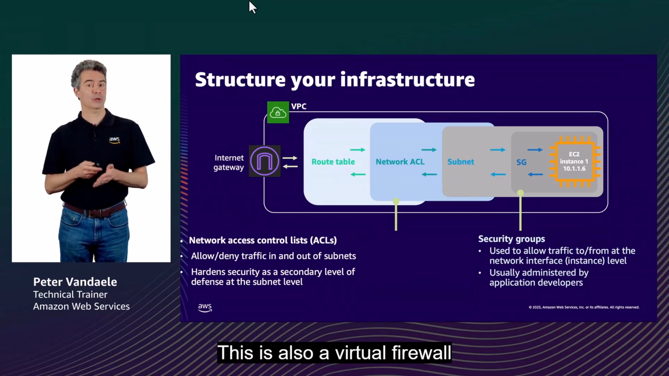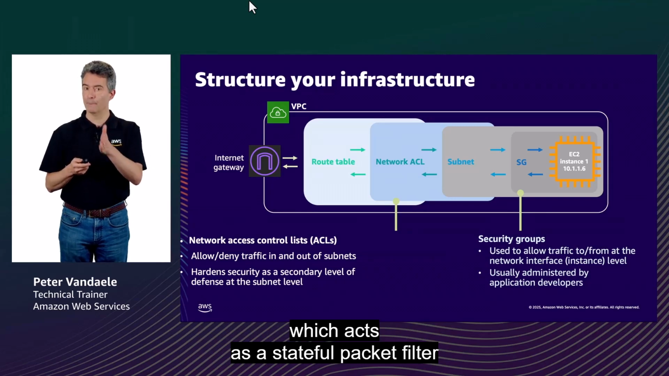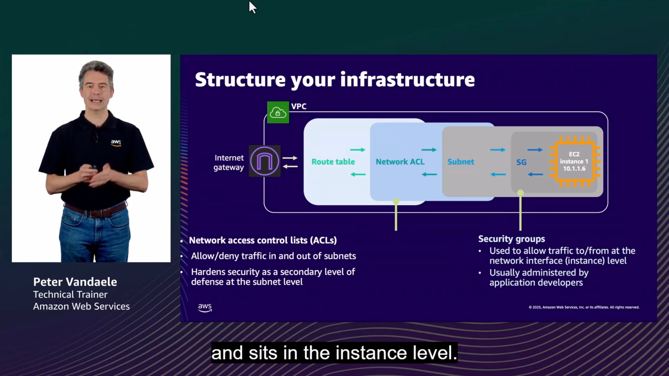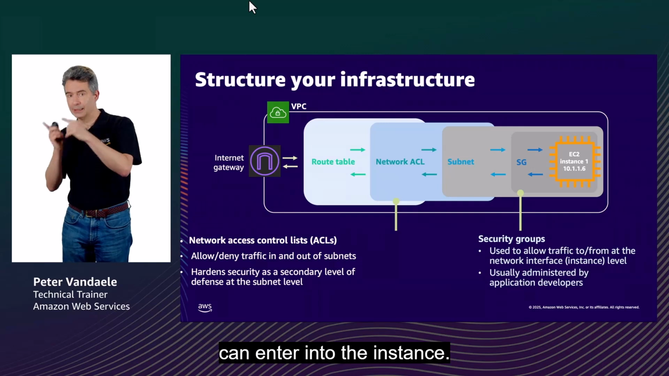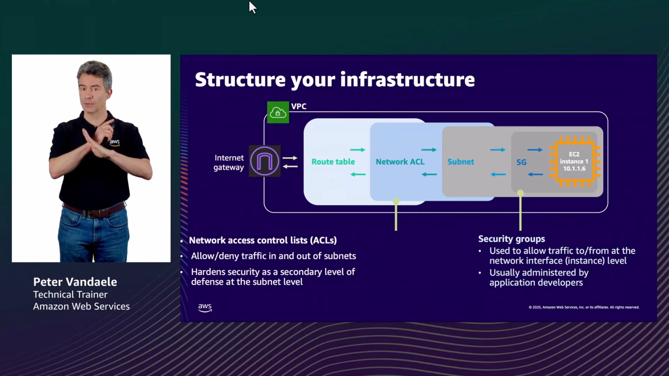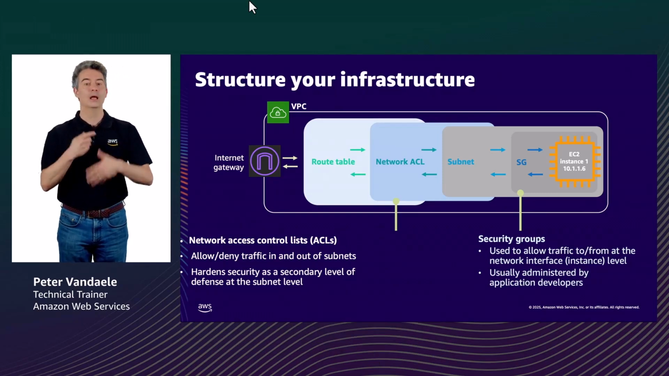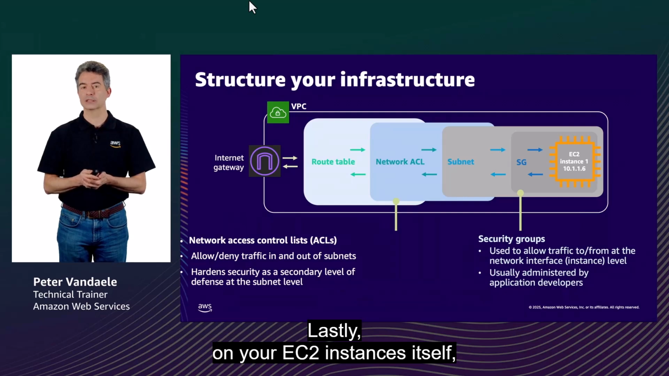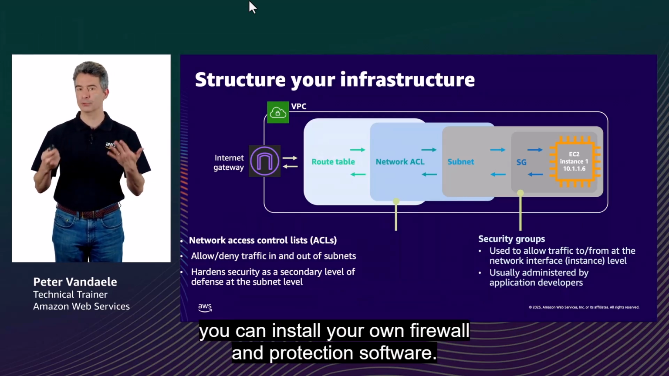Next, wrapping around the Amazon EC2 instance, we have security groups. This is also a virtual firewall, which acts as a stateful packet filter and sits at the instance level. It makes the decision of whether the traffic can enter into the instance. By default, all inbound traffic is blocked, whilst all outbound traffic is allowed. Lastly, on your EC2 instance itself, you can install your own firewall and protection software.